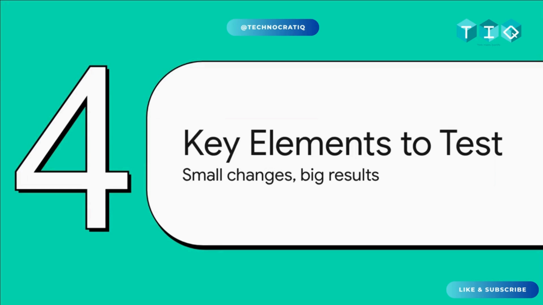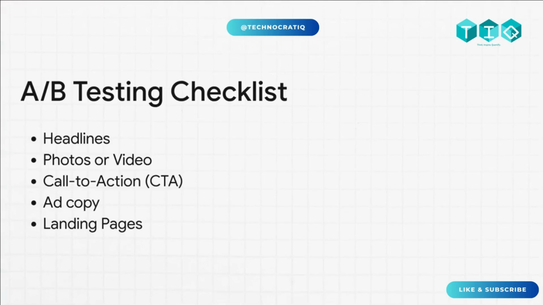So, you're probably wondering, okay, what can I actually test? And the great news is, you don't have to change everything all at once. Even tiny, seemingly small changes in your ads can lead to huge results. Here's a quick checklist of the heavy hitters. You can test your headlines, of course, the images or the video you're using, the ad copy, the words on the ad, even the landing page where people end up.